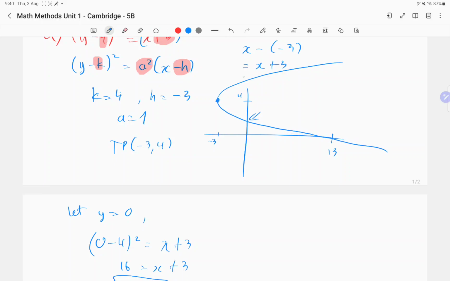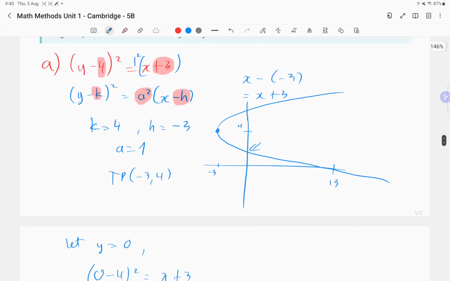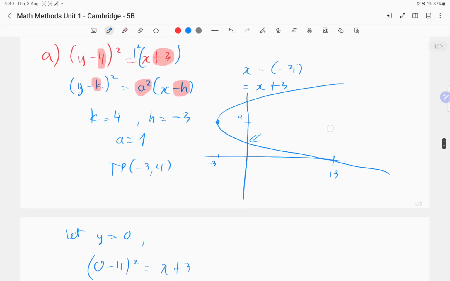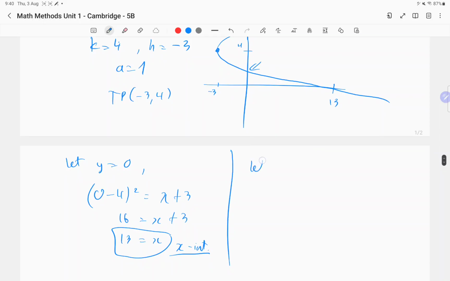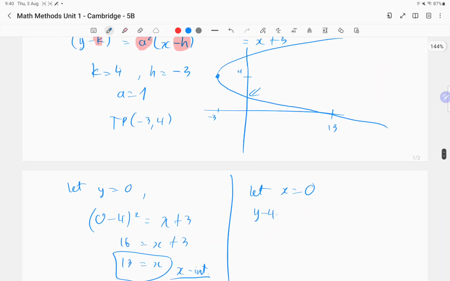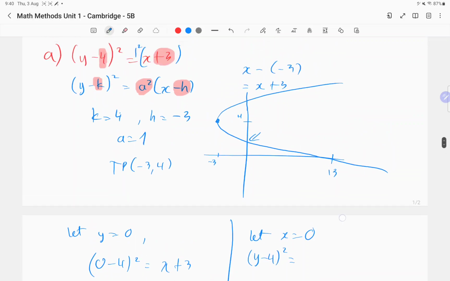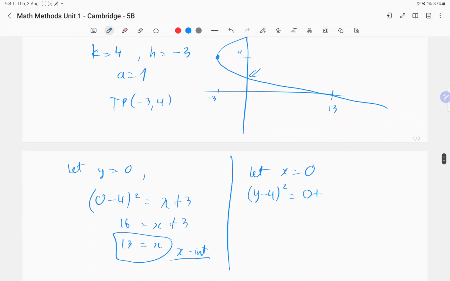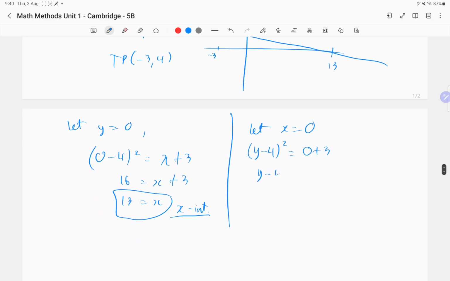Now where does it cross the y-axis? There will be 2 points. To solve for this, you need to set x equals 0. So let x equal 0. Then you get (y minus 4) everything squared equals 0 plus 3, which is 3. So (y minus 4) everything squared would be 3, and so y minus 4 would be plus or minus the square root of 3.